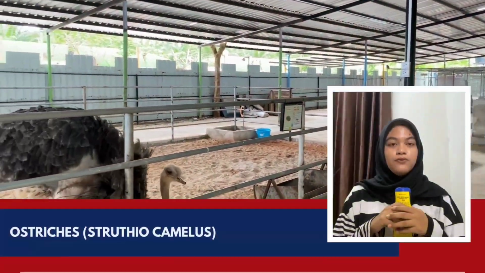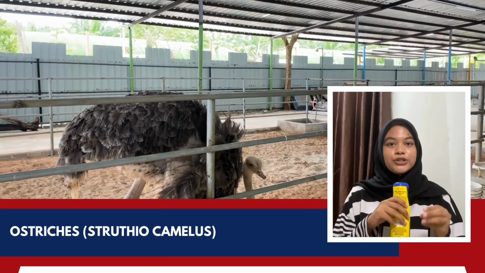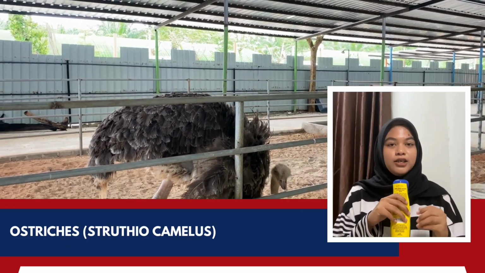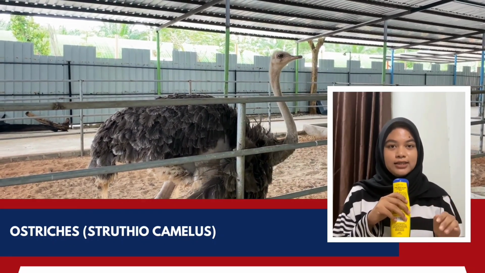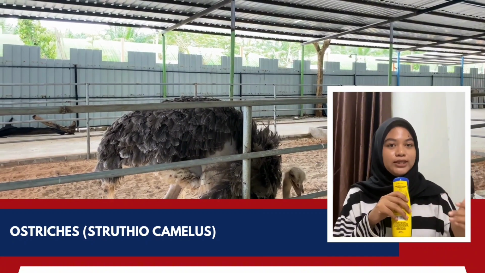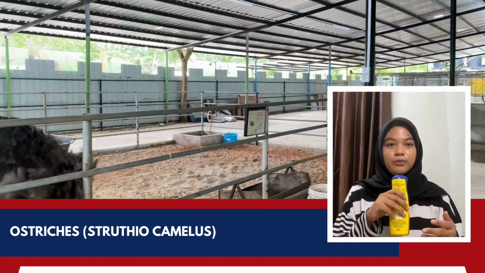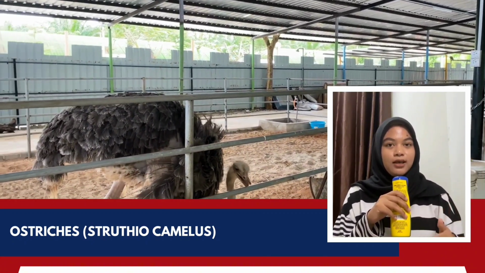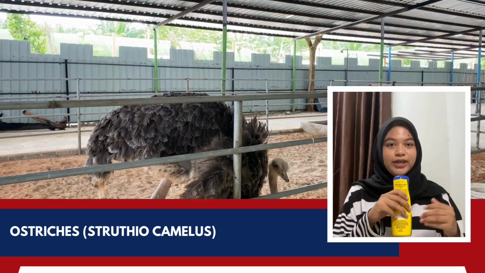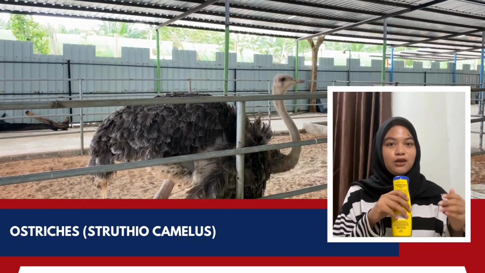Next is mutualism. Mutualism is a relationship in which both species mutually benefit. This relationship can be within the species or between two different species. For example, the ostrich, Struthio camelus. The relationship between ostriches and gazelles is an example of mutualism, a symbiotic relationship where both species benefit. They alert each other to predators, increasing their chance of survival.